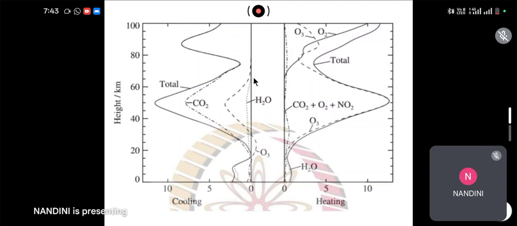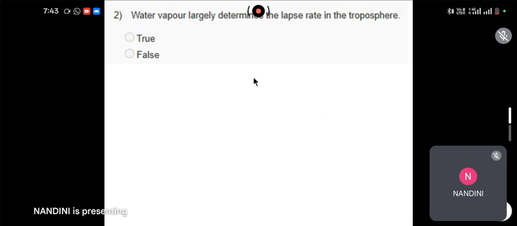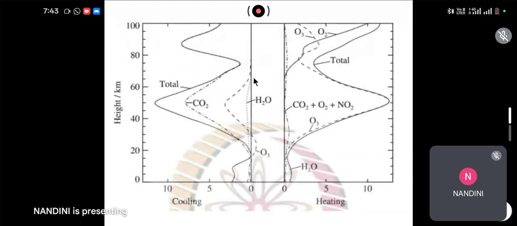Whereas the other gases such as carbon dioxide, oxygen, NO2, etc., are very less in the stratosphere. And as we can see, there is not much heating happening at that range. That is actually leading to a cooling, since it is transparent to the incoming solar radiation and is absorbing and re-emitting the outgoing long wave radiation, we are seeing a cooling for carbon dioxide and water vapor in the stratosphere actually. So the next question was, the water vapor largely determines the lapse rate in the troposphere.